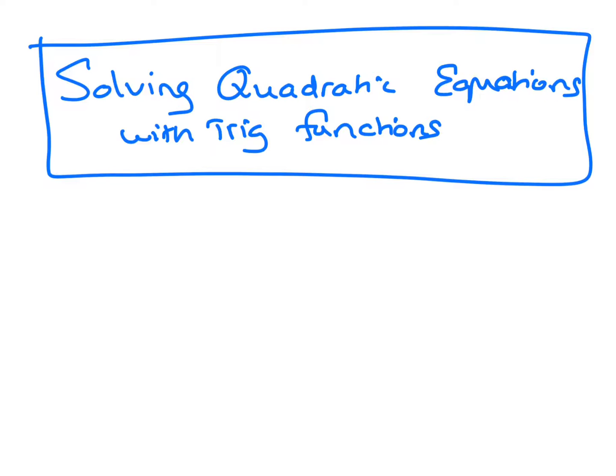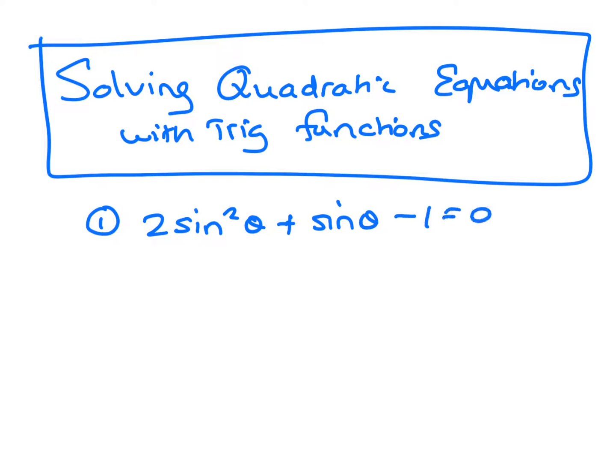Okay, just going to look at how to solve a trig equation that turns out to be like a quadratic. So let's look at this one. We've got 2 sine squared theta, which should be plus sine theta, minus 1 equals 0. Okay, and we'll solve it for theta in between minus 180 and 180.